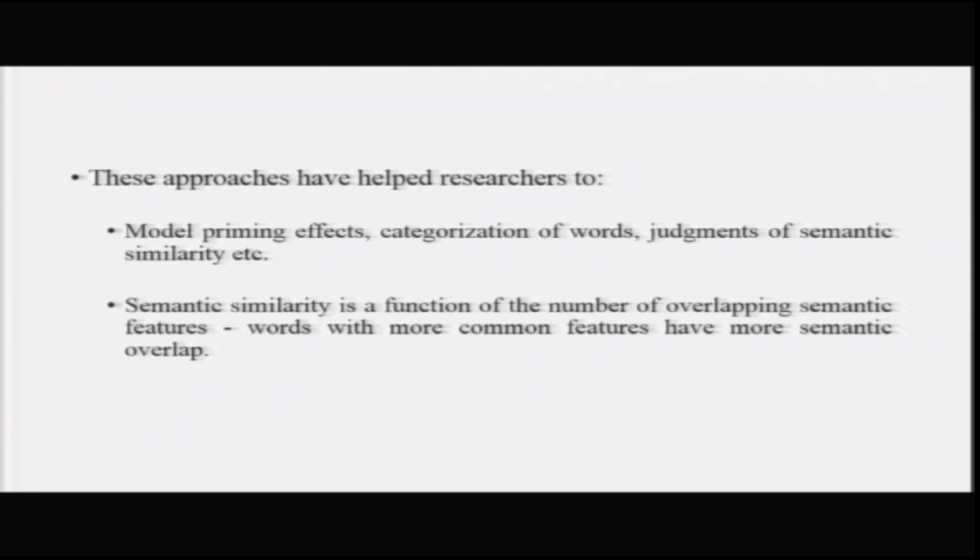and these kind of models have helped explain some of the priming effects that happen. How do people categorize these words, and how do people judge things like semantic similarity? Okay, so semantic similarity is a function of the number of overlapping semantic features. Words with more common features will have more semantic overlap, words with fewer common features will have less semantic overlap, and obviously things that have more semantic overlap will be linked stronger together, so it might be easier to prime either of them using the other.